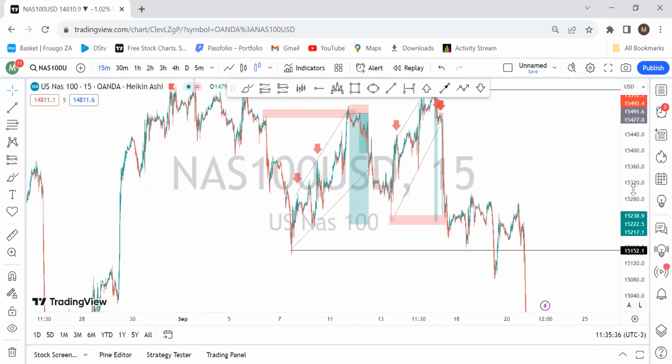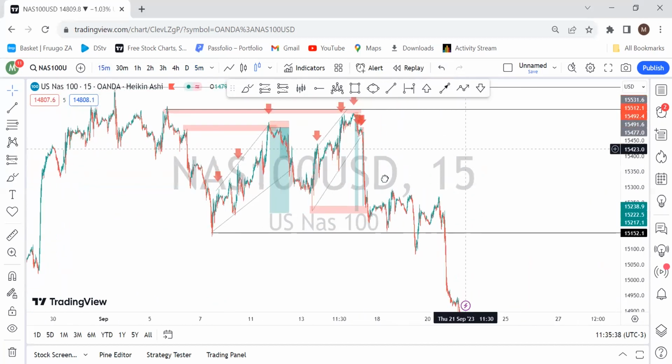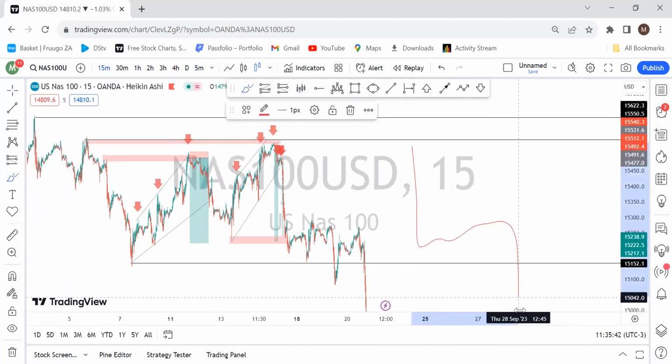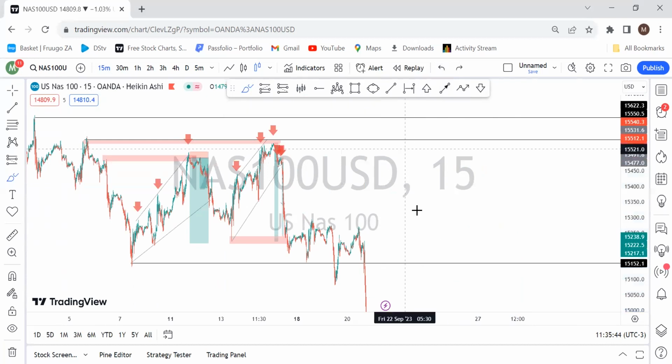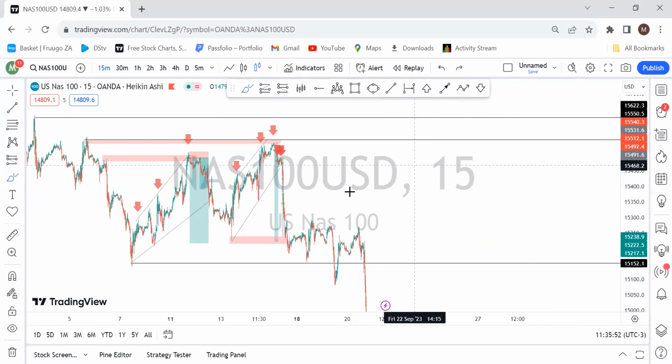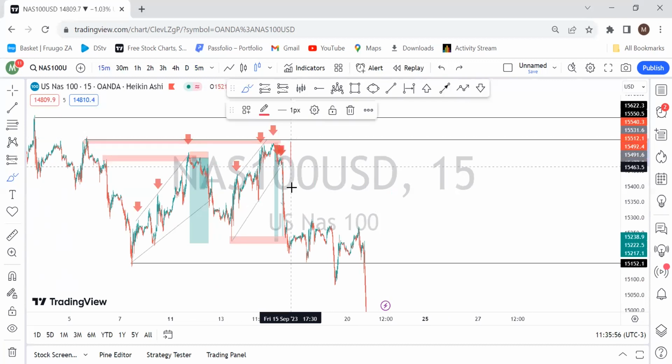So, remember, impulse, correction, impulse, right? Or impulse, reversal, correction, impulse, right? It's either the two, it can be no other formation. So what we have from this point, from this high, we have a huge impulse to the downside, and the price gave us this nice correction at the lowest low.